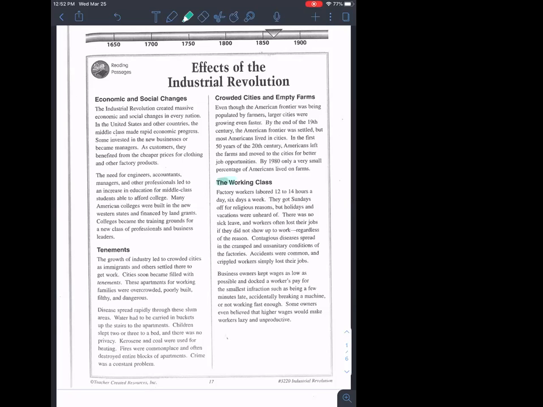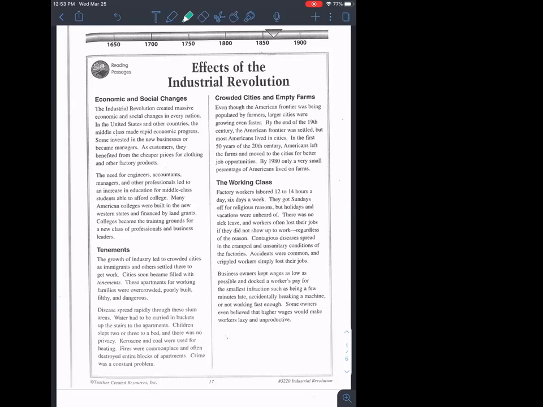All right, the working class. Factory workers labored, or worked, 12 to 14 hours a day, 6 days a week. They got Sundays off for religious reasons, but holidays and vacations were unheard of. There was no sick leave, and workers often lost their jobs if they did not show up to work, regardless of the reason. Contagious diseases spread in the cramped and unsanitary conditions of the factories. Accidents were common, and crippled workers simply lost their jobs, meaning if the machines hurt you, the company would fire you instead of helping you to get better.